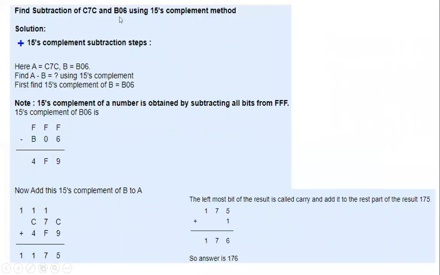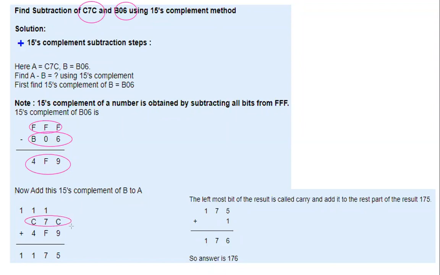Let us take one more example. So here I have taken C76, the first number greater than the second number. You need not worry about this. You have to just follow the steps. You will get the solution. So what is the step? First step you have to do is 15's complement of the second number. What is the second number? B06. So FFF minus B06. I'll get 4F9. What is the third step?